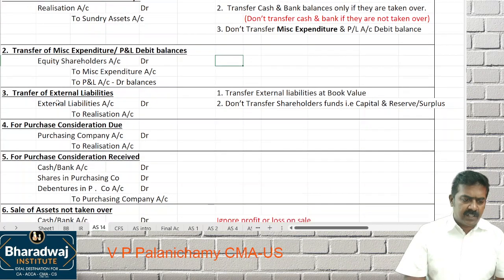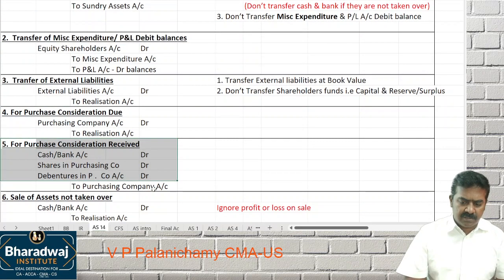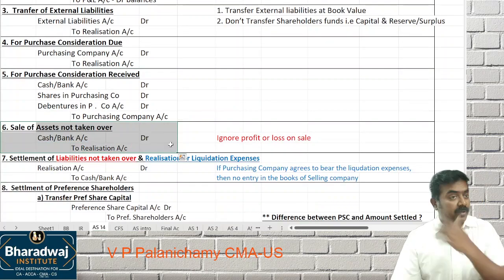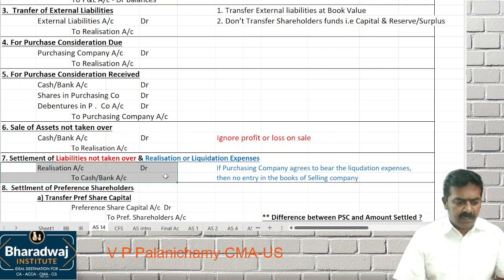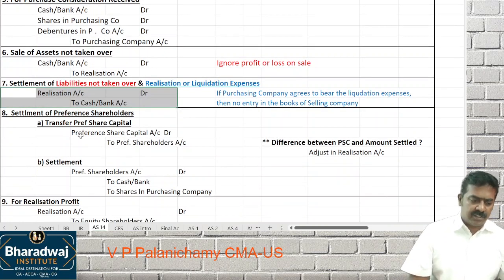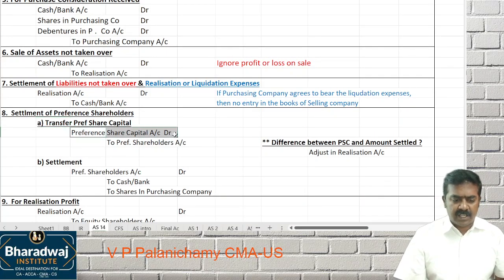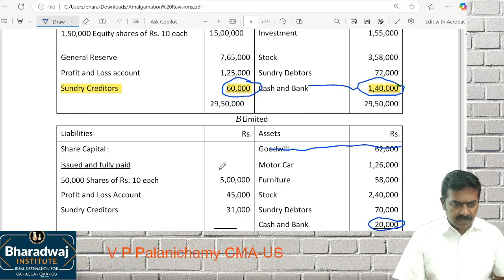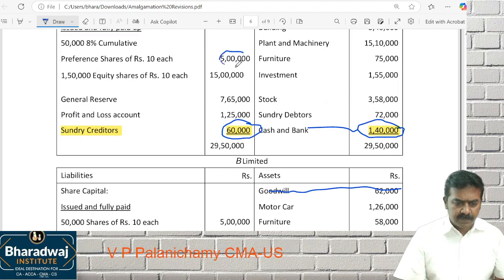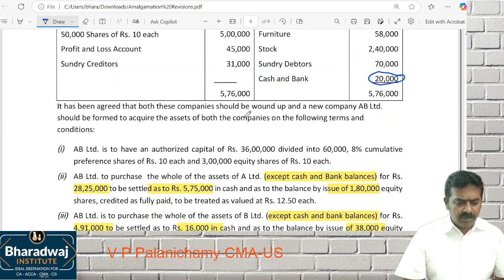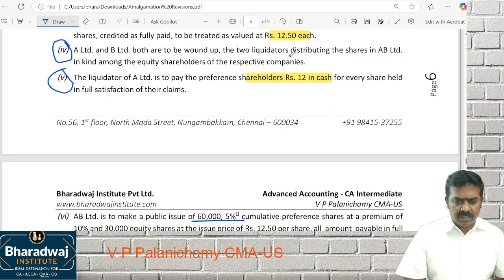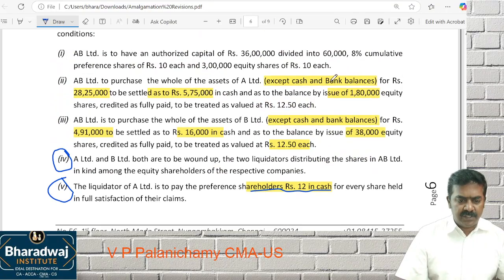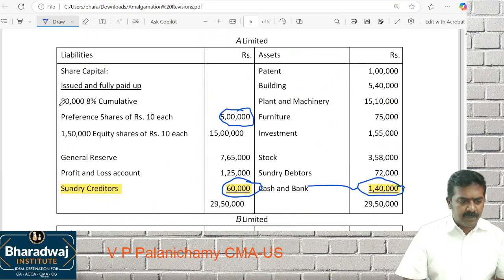We transferred assets, we transferred liabilities, purchase consideration due is also over. Sale of assets not taken over, cash account is out of it. Settlement of liabilities or realization expenses, realization to cash. For settling preference shareholders, first transfer preference share capital to preference shareholders, then pay them. The question says we have preference shares of 10 each, 5 lakh we have to transfer. Look at how they are paid. Point number 4: preference shareholders are paid 12 rupees in cash for every share. Look at A Limited: 50,000 preference shares are there, we have to pay.